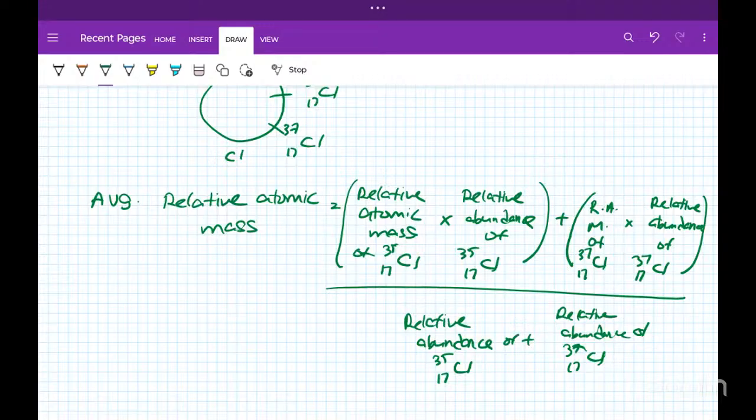Put a bullet point and write down. If there are isotopes of an atom, average relative atomic masses are used.